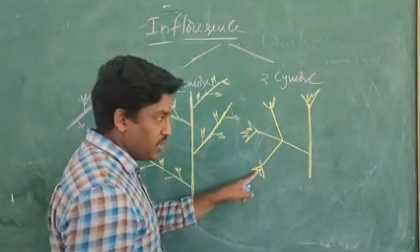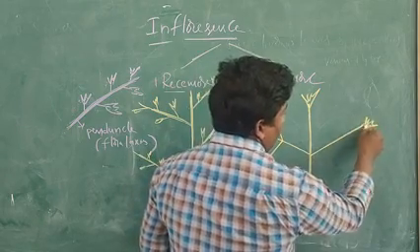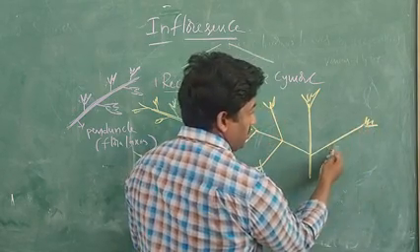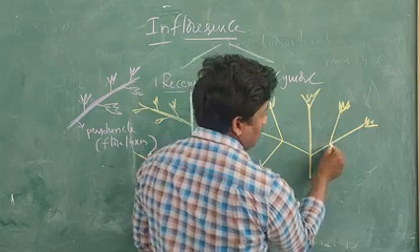So that's why here it stops the growth. Again here a branch is produced, a flower is formed, so that's why it stops the growth. Again here a branch is produced, a flower is formed, so it stops the growth.